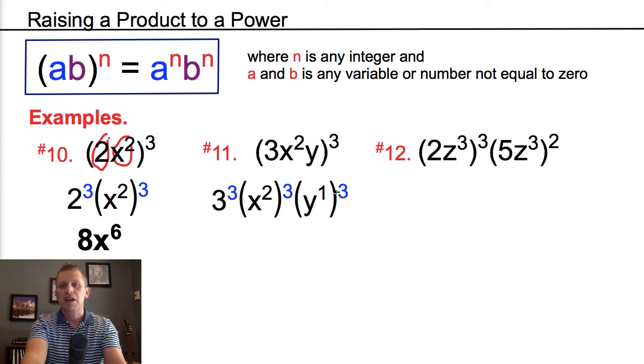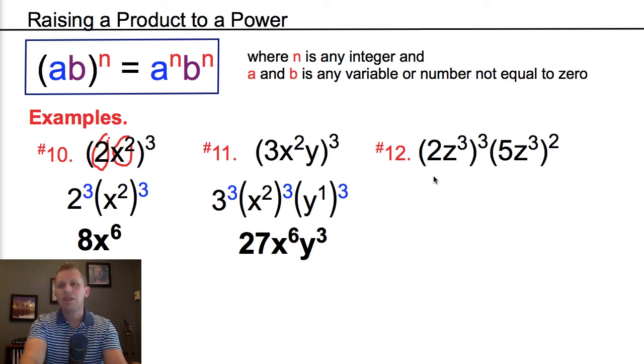These two pieces say I'm taking a power to a power, so multiply. 2 times 3 is 6, so this is x to the 6th. Here this y had an imaginary exponent of 1. 1 times 3 is 3, for a final answer of 27 x to the 6th y cubed.